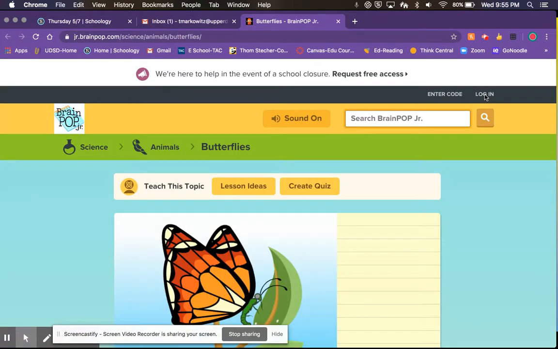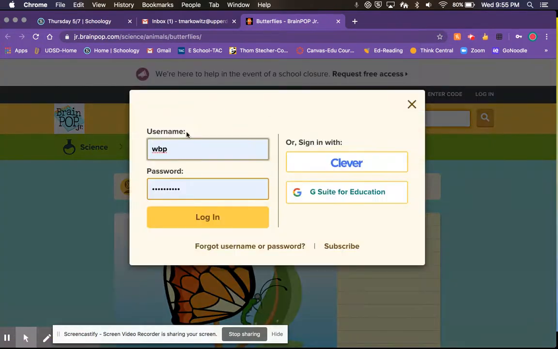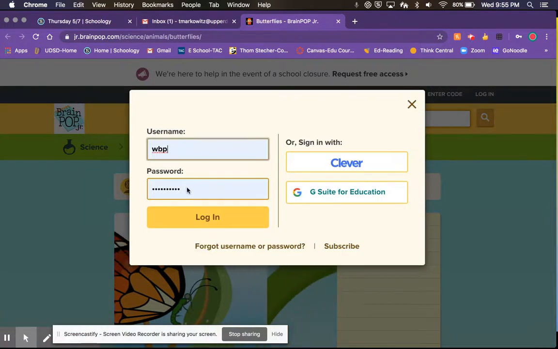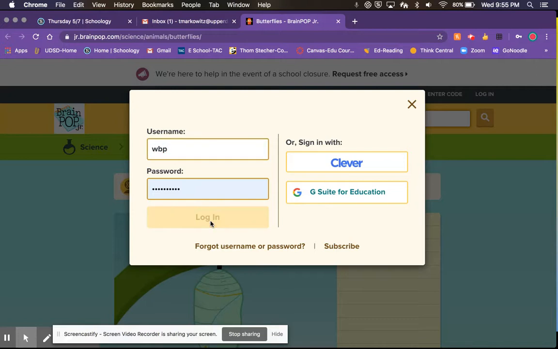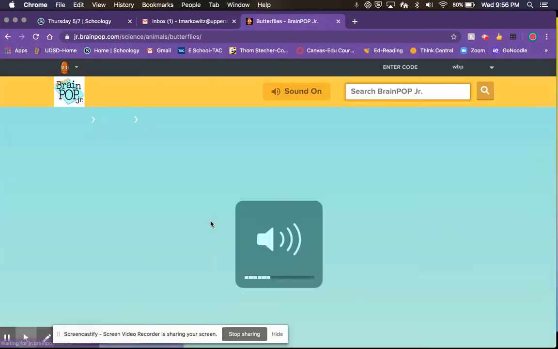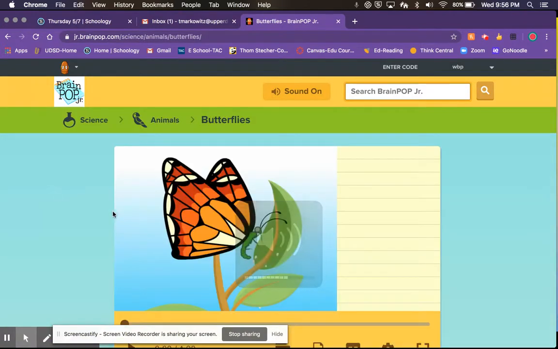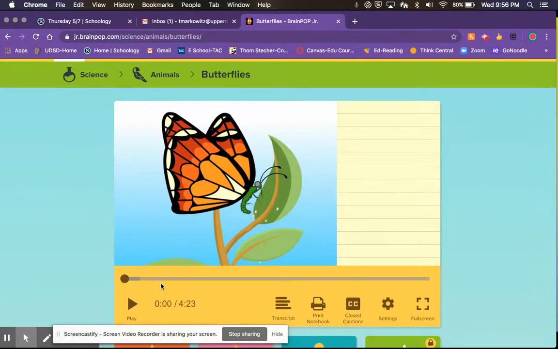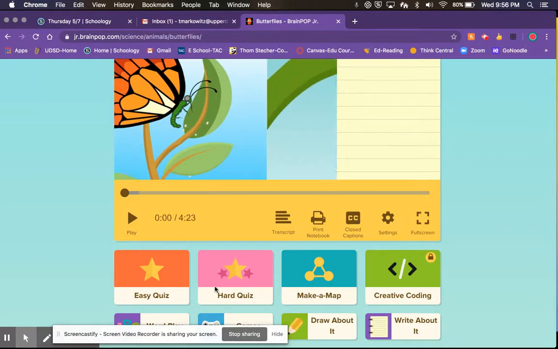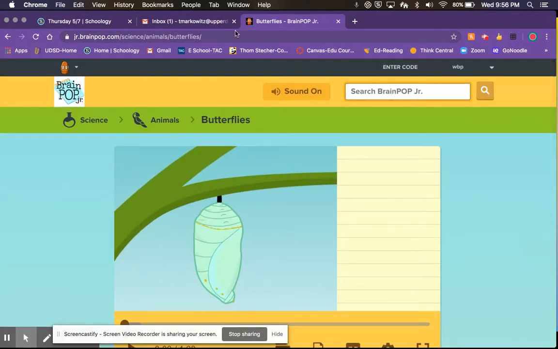Okay, so when you go up to the top, you click log in here. Westbrook Park mine has saved. Westbrook1 is the password. Click log in. Okay, let it load. You'll watch the video first, and then you will complete the easy quiz. You can even challenge yourself and do the hard quiz.